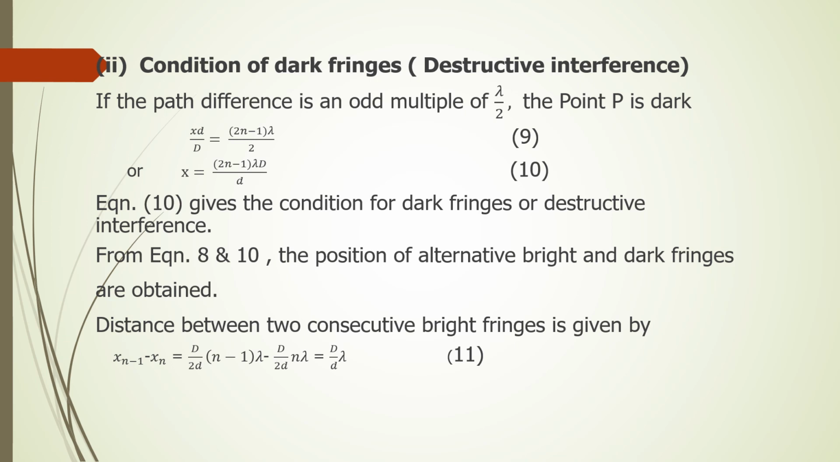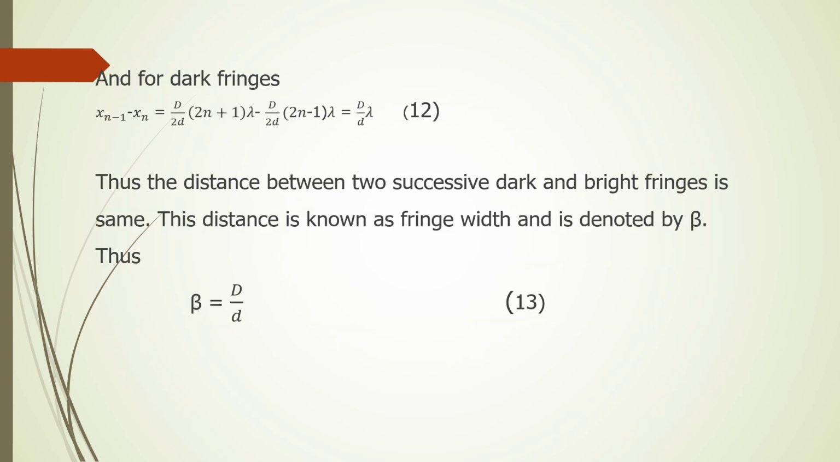As discussed earlier, the distance between alternate dark and bright fringes can be obtained by the value x(n) minus x(n minus 1). On simplification, it leads to the value of D by d lambda. And for the dark fringes, the same value results, D by d lambda. Hence, the distance between the alternate dark and bright fringes remains the same, which is denoted by beta, the fringe width, given by the value lambda D by d.